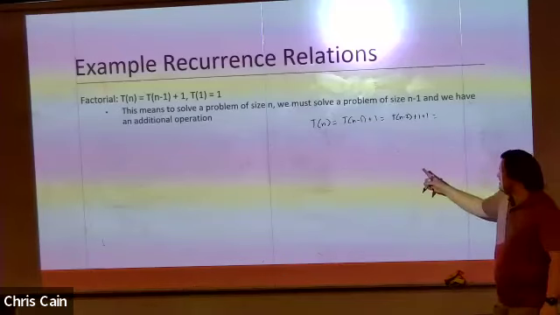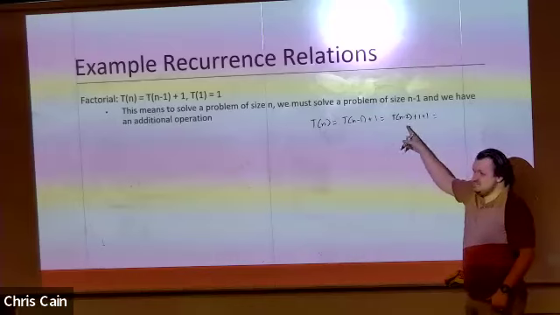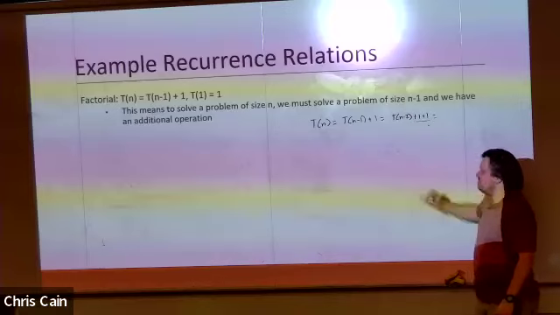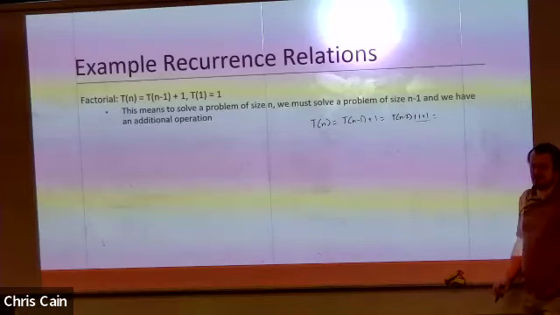At the end of this process, eventually this is going to reach T of one, which we know is one. Once we have that process, how many plus ones are there going to be in this expression?